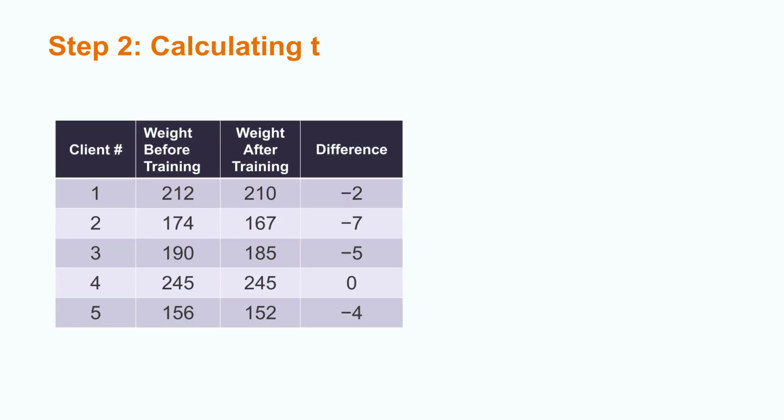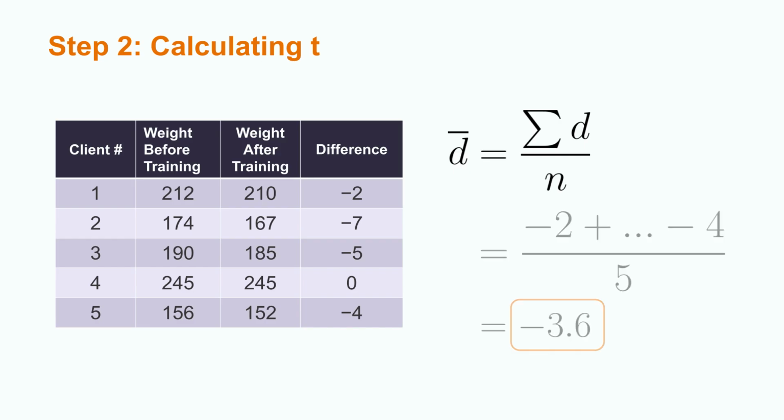When calculating a t-test statistic for paired differences, we must first compute the differences if not given to us. We do this by simply subtracting the before value from the after value. After we have our differences, we can compute d bar using our formula. This gives us a value of negative 3.6.